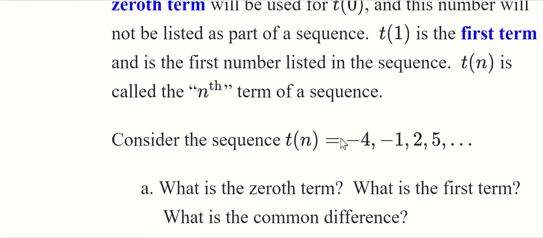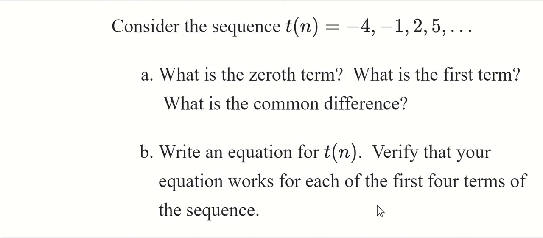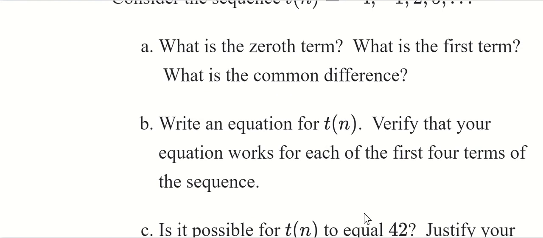So we're considering the sequence. What's the 0th term? That is, what's the term before the terms I see listed? What's the first term? And what is the common difference? Write an equation for t of n. Verify that your equation works for each of the first 4 terms of the sequence.